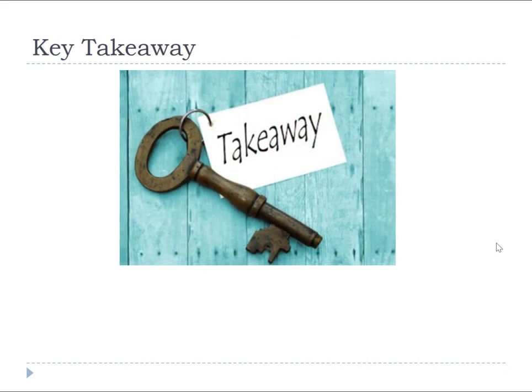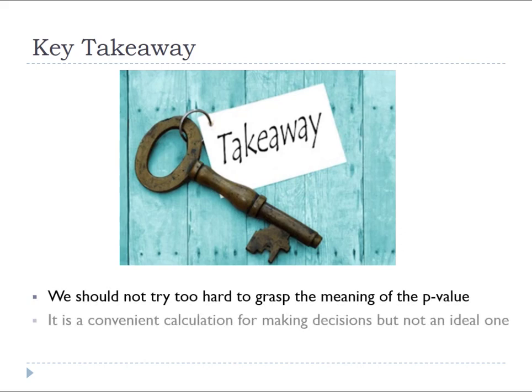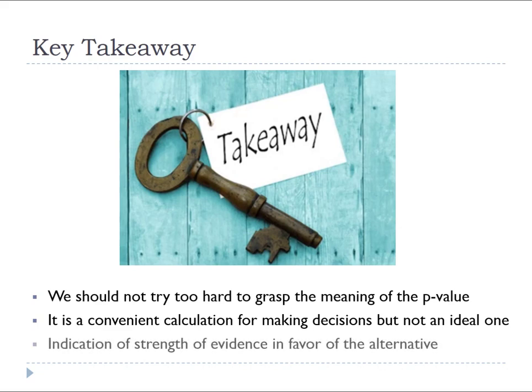The key takeaway from this discussion is that you should not try too hard to grasp the meaning of the p-value. It is a convenient calculation for making statistical decisions with hypothesis testing, but it is not an ideal one. We should simply think about the meaning of the p-value more loosely as an indication of the strength of the evidence in favor of the alternative hypothesis. Again, it should be pointed out that the validity of the p-value as a decision maker depends on the quality of the data that went into calculating it.